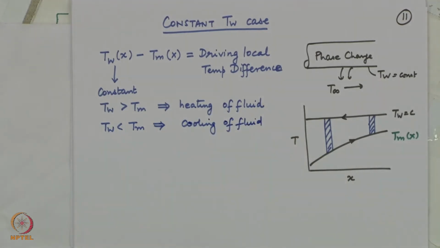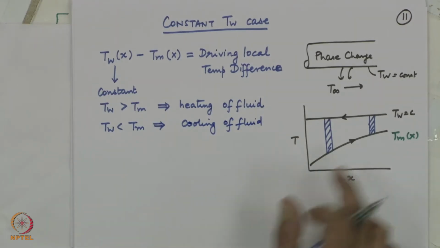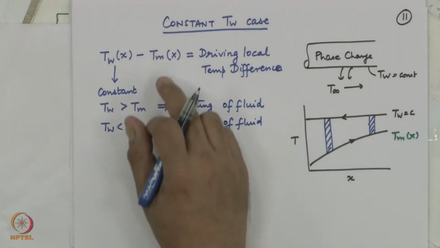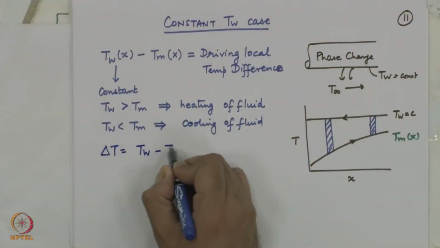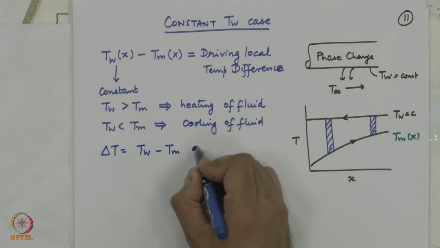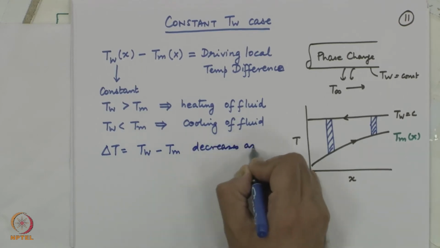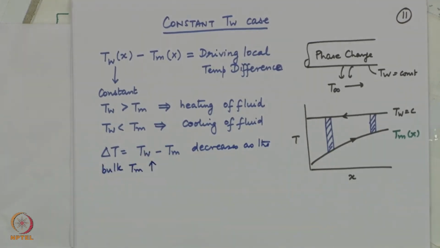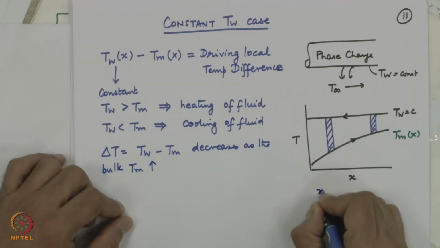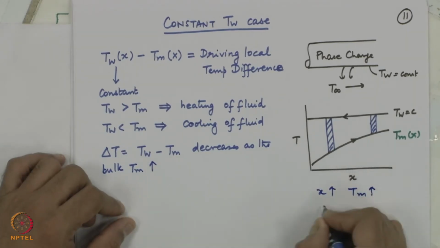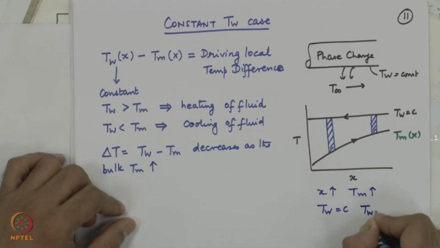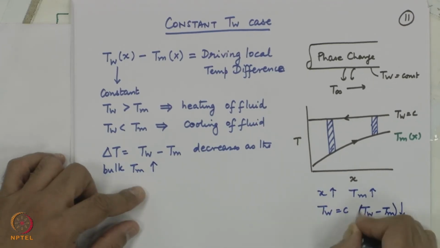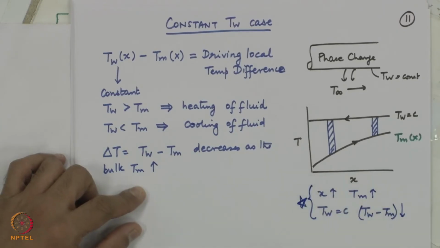Whatever be the direction of heat transfer, what can be understood from this diagram? That the driving temperature difference progressively decreases along the flow direction. So, delta T, T wall minus T bulk mean, decreases as the bulk T_m increases, correct. So, as x increases, T bulk mean increases, T wall is constant, and T wall minus T bulk mean decreases. I hope everybody is able to appreciate this.